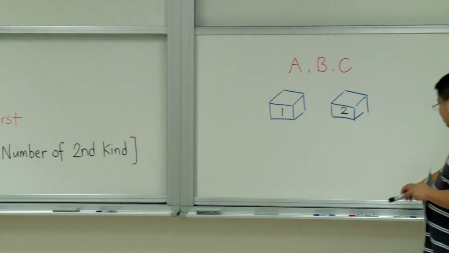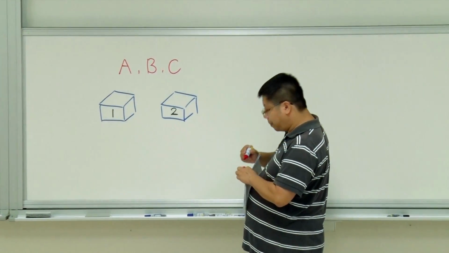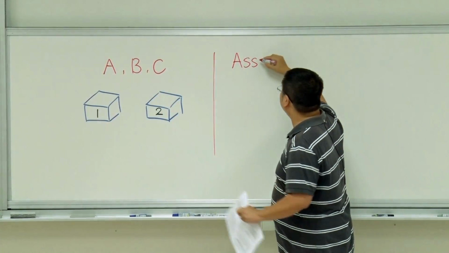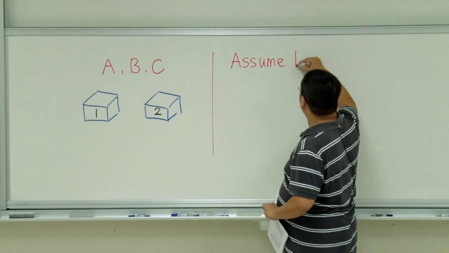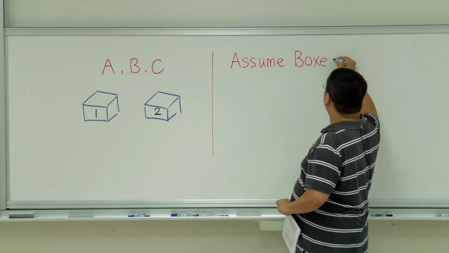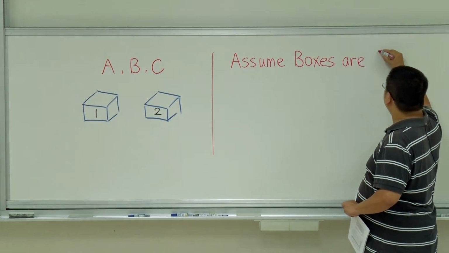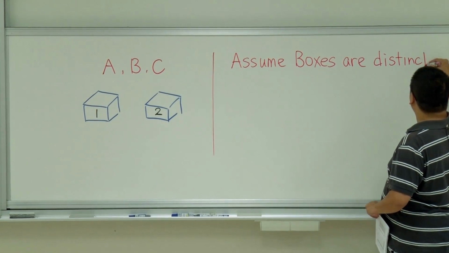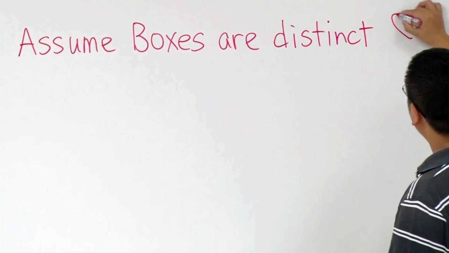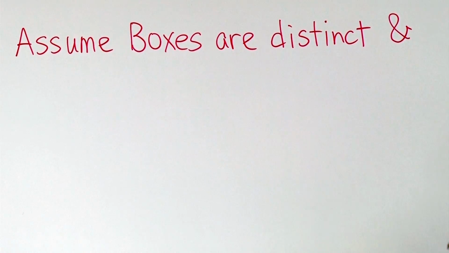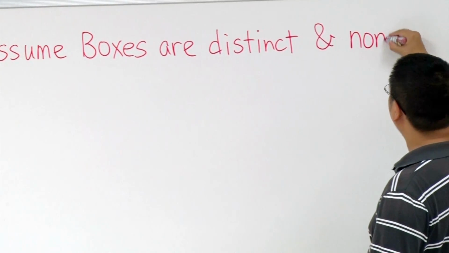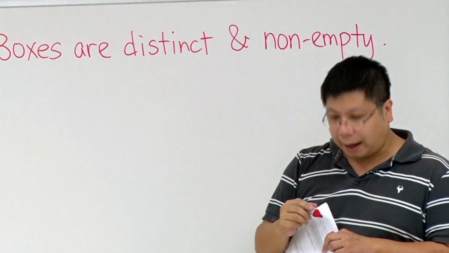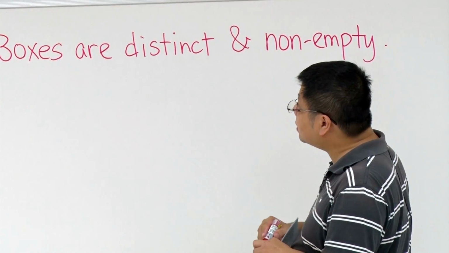So now we assume the boxes are distinct at this point. And let's have one more restriction: each box has to be non-empty, because in the end we don't want to have any empty box in the non-distinct case.